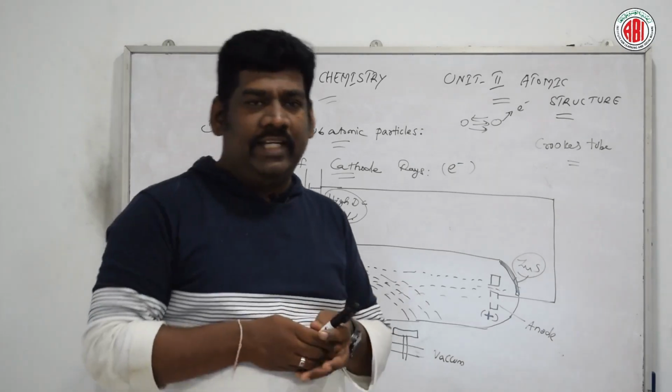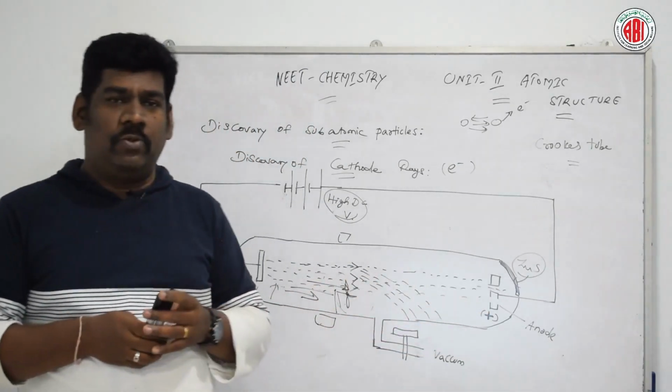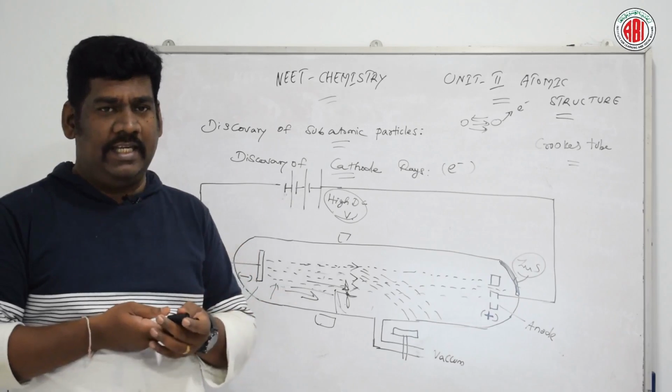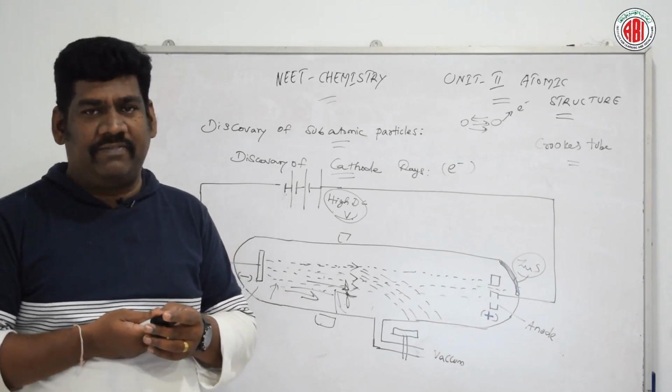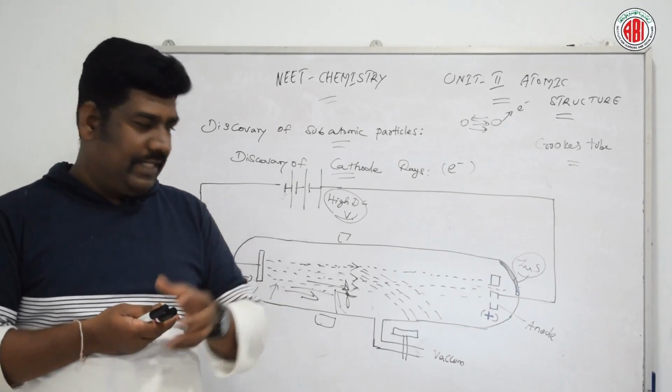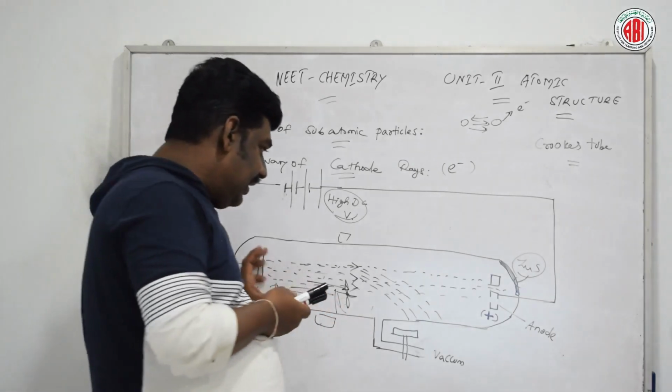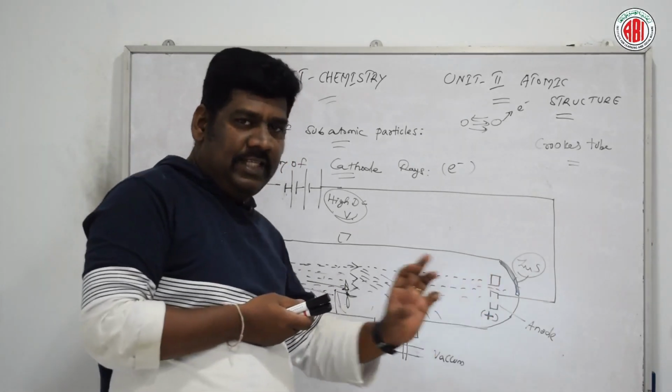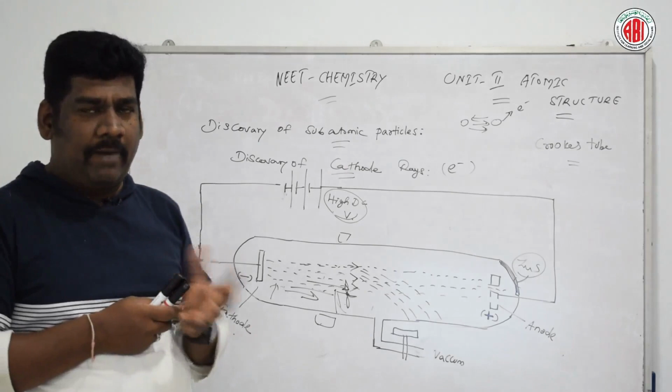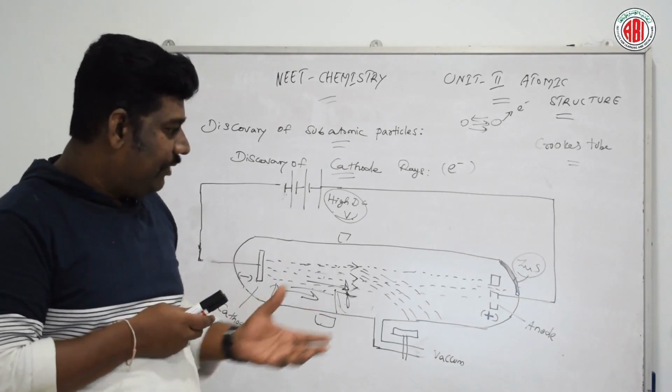Okay. Finally, these rays are able to produce X-rays when they strike against the surface of hard metals. So when these rays fall on hard metals, for example tungsten and molybdenum, these are a few examples.